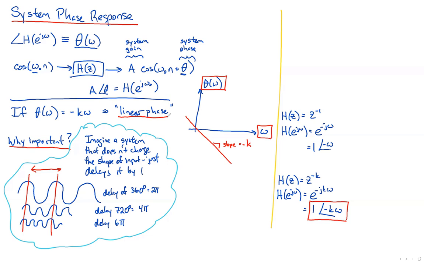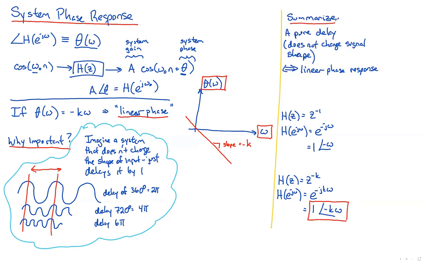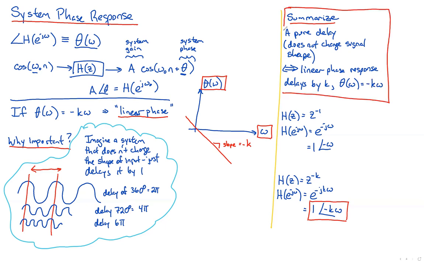If a system does not have a linear phase response, then it changes the shape of the signal in the time domain. So let me summarize all this. A system that implements a pure delay, in other words, that does not change the signal shape, is the exact same thing as saying that the system has a linear phase response. And in particular, if it delays by k, then that's the same thing as saying the system phase response is going to be minus k times omega. So this is the important walk-away conclusion from what we just discussed.